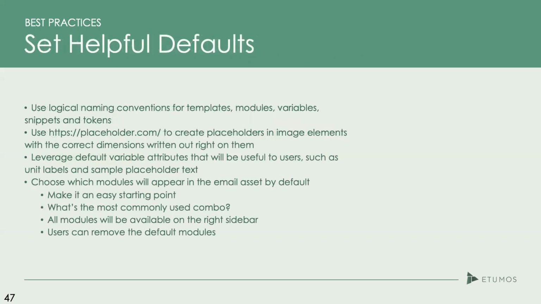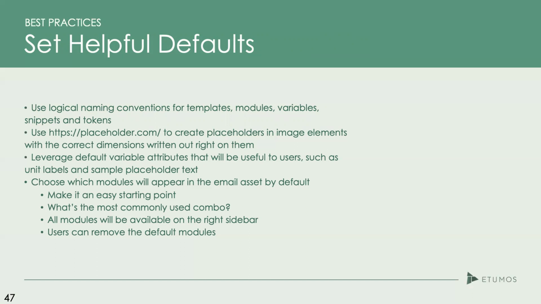Within your templates, there are multiple opportunities to guide users via default settings. Use logical, descriptive naming conventions for everything from templates to modules, variables, snippets, and tokens. Don't make users guess what module 01 is for. In image elements, you can insert a default image that includes the recommended dimensions. Placeholder.com is one easy source for this.